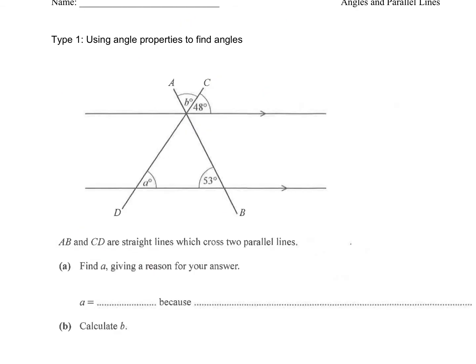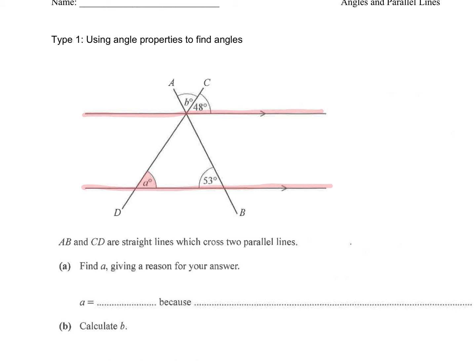Okay, first question. Inside this question here, we have AB and CD, which are straight lines that cross two parallel lines. So let me indicate where the two parallel lines are. This line is the parallel line, and we have two straight lines, AB and CD. First one, they asked me to find angle A and give a reason. So I need to state the reason.